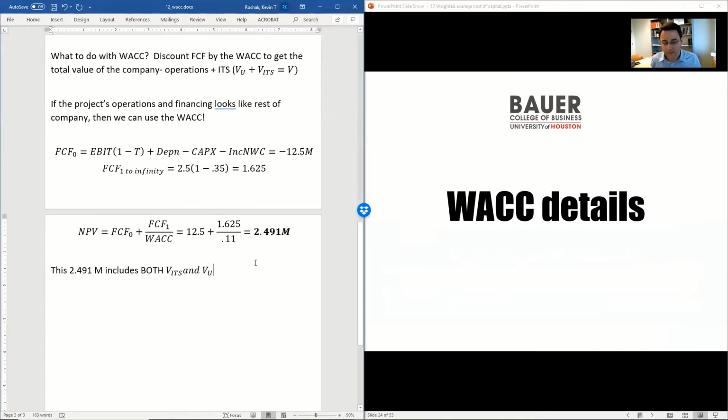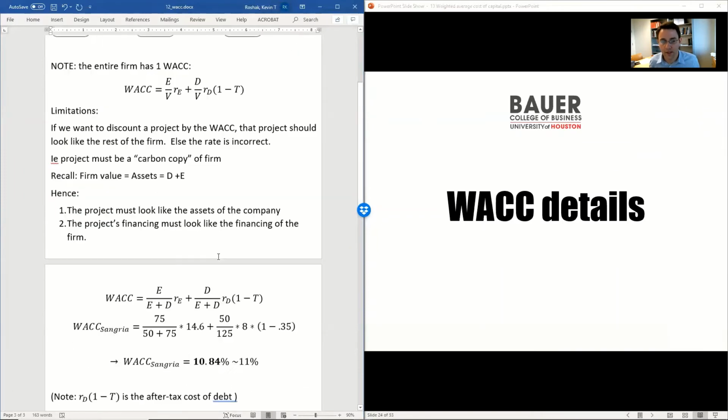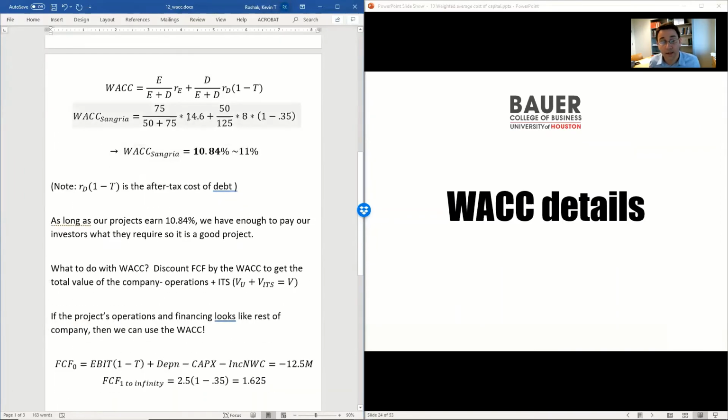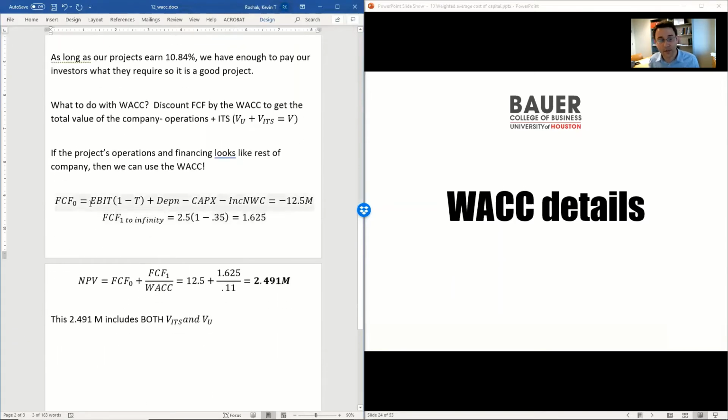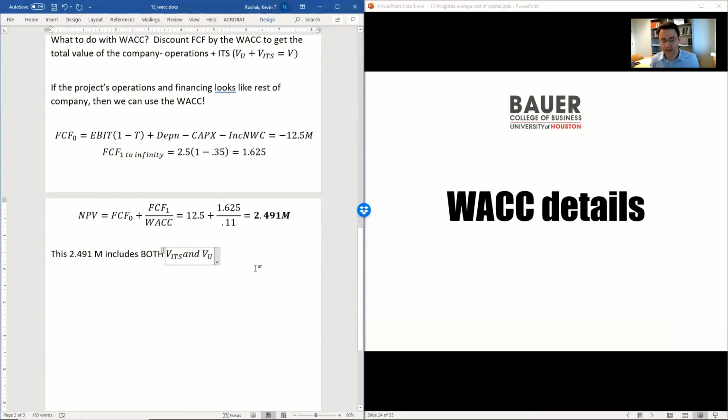Now that we've got the simplest example down, where we walked through the discount rates for this company, we saw the market value for their debt and equity, we put all that together to get a WACC, then we discounted very simple free cash flows by the WACC to get a value of the project. We see that that includes both the operations and the tax shields. Okay, so that's kind of the basics. Next, I want to talk about some of the finer details when we're using the WACC.